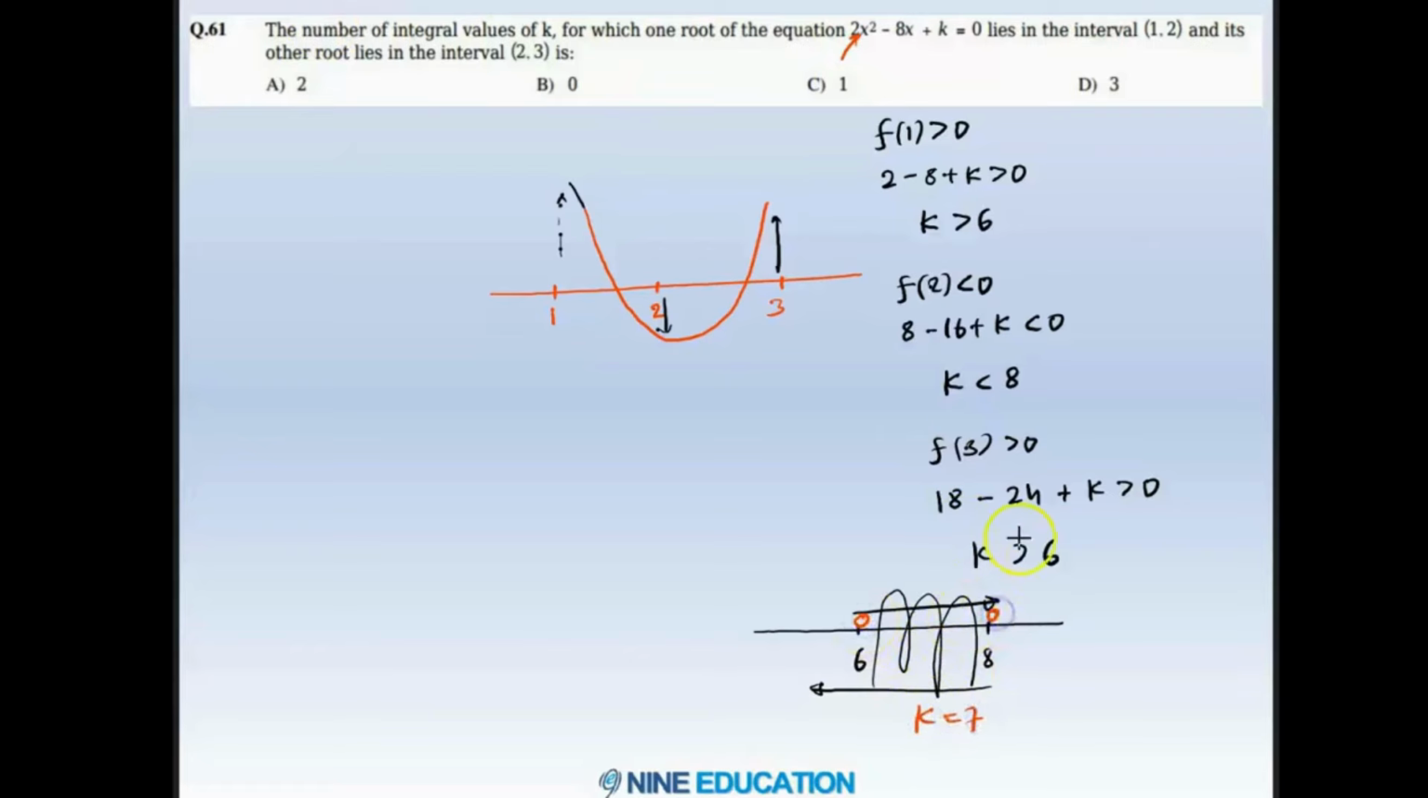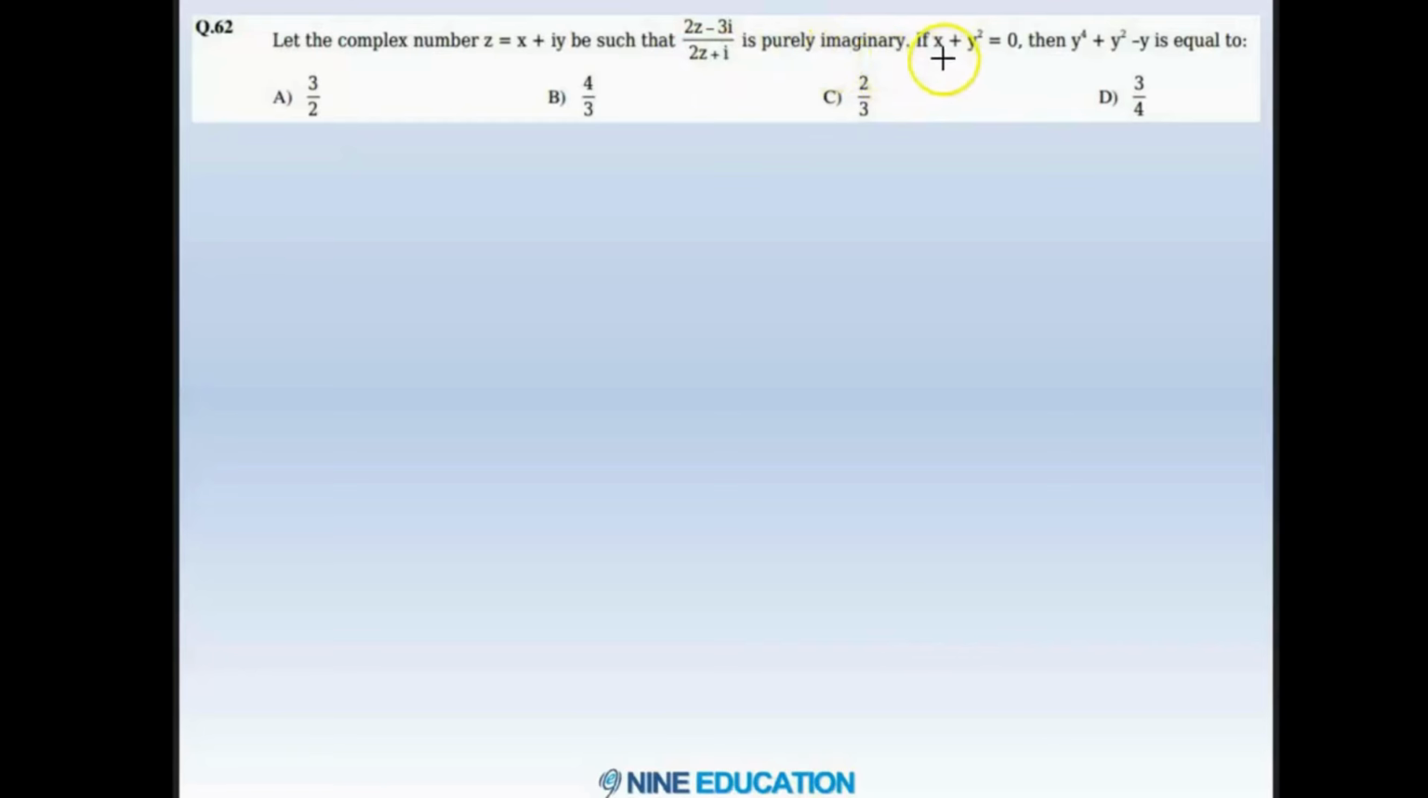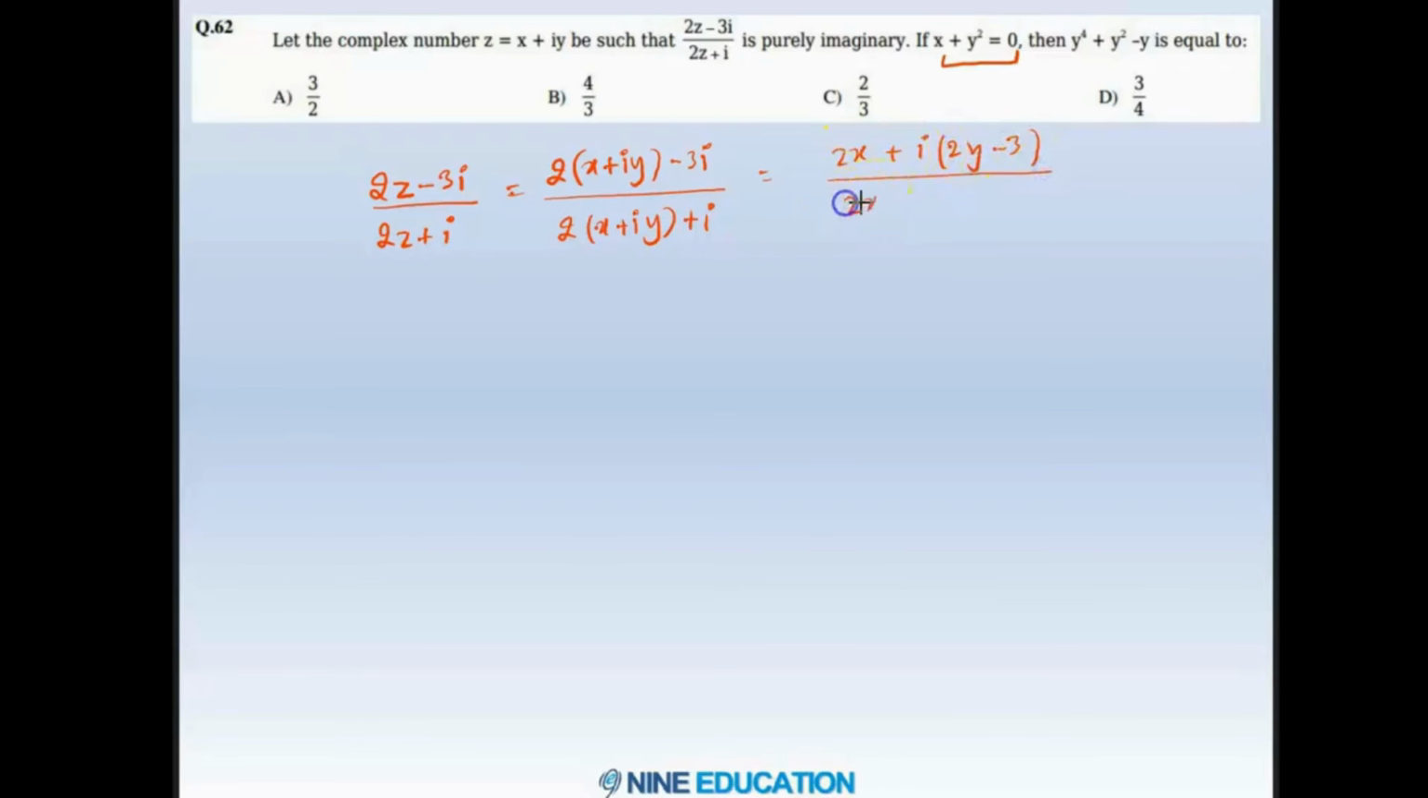Question number 62 says, let the complex number z be such that (2z - 3i)/(2z + i) is purely imaginary, and if x + y² = 0, then y⁴ + y² - y is equal to. So let's solve this. (2z - 3i)/(2z + i) can be written as (2(x + iy) - 3i)/(2(x + iy) + i). Overall I can write this as, in the numerator, 2x plus i taken common, (2y - 3), and in the denominator 2x plus, again taking i common, (2y + 1).